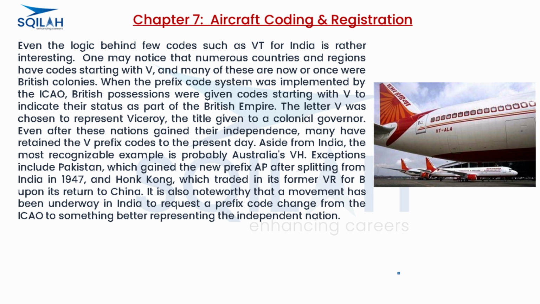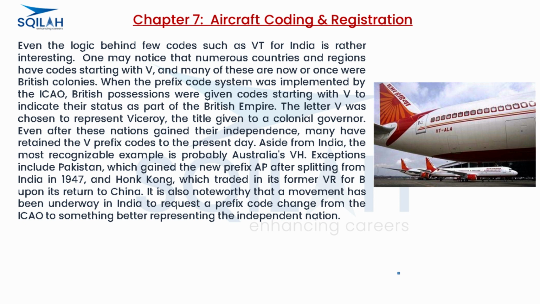One may notice that numerous countries and regions have codes starting with V, and many of these are now, or once were, British colonies. When the prefix code system was implemented by the ICAO, British possessions were given codes starting with V to indicate their status as part of the British Empire. The letter V was chosen to represent Viceroy, the title given to a colonial governor. Even after these nations gained their independence, many have retained the V prefix codes to the present day.